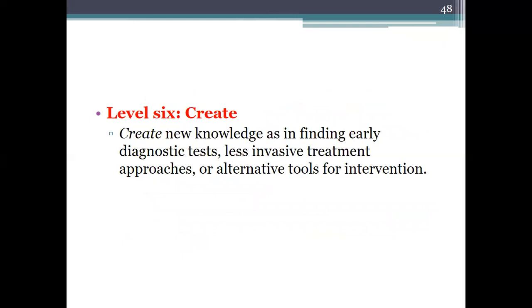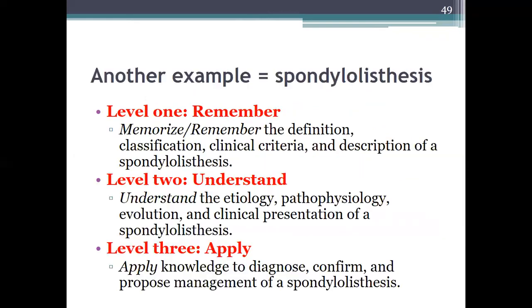And level 6, create new knowledge, as in finding early diagnostic tests and less invasive treatment approaches. Now this is something new. He has to invent a new treatment where there are less invasive alternative tools for the intervention. So another example is spondylolisthesis, which simply means the slipping of one vertebra over another.